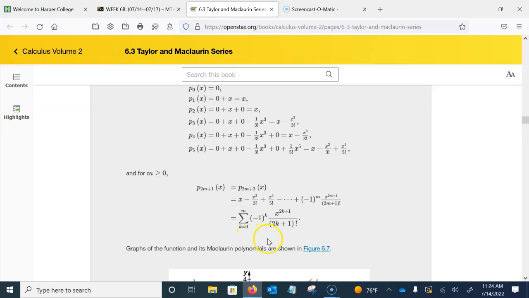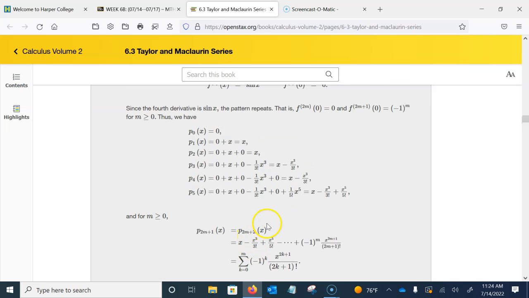Then I'm going to have 5, I'm going to have 1, 2, 3. So if I put a 0 in here, I'm going to get a 1. If I put a 1 in here, I'm going to get a 3. If I put a 2 in there, I'm going to get a 5. So it'll only be the odd powers, and it'll switch sign. So this is a nice, neat packaged formula for the Maclaurin polynomials.